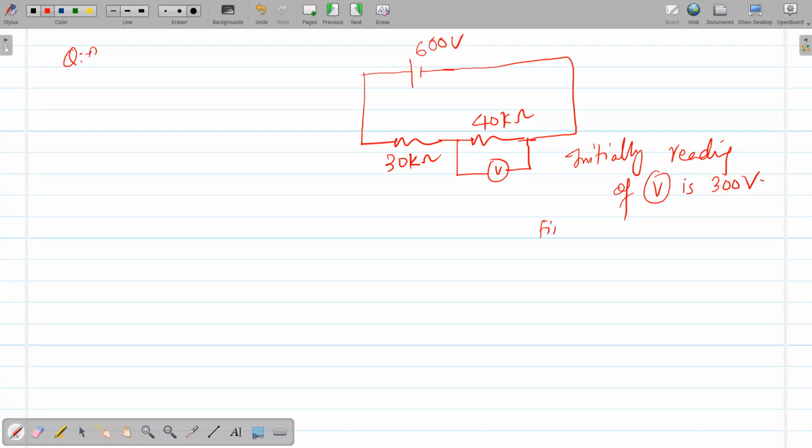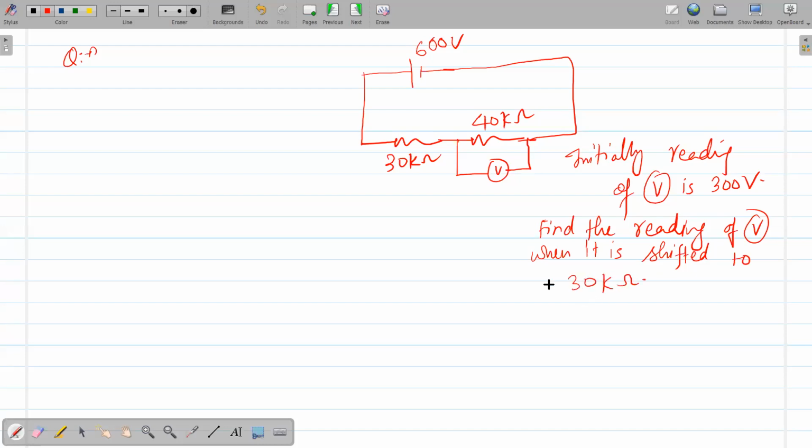Now the question says: find the reading of the voltmeter when it is shifted to 30 kilo ohm. Are you getting the question, students?